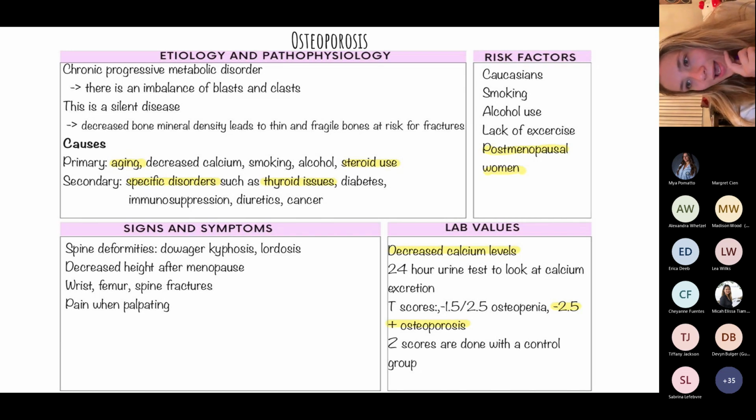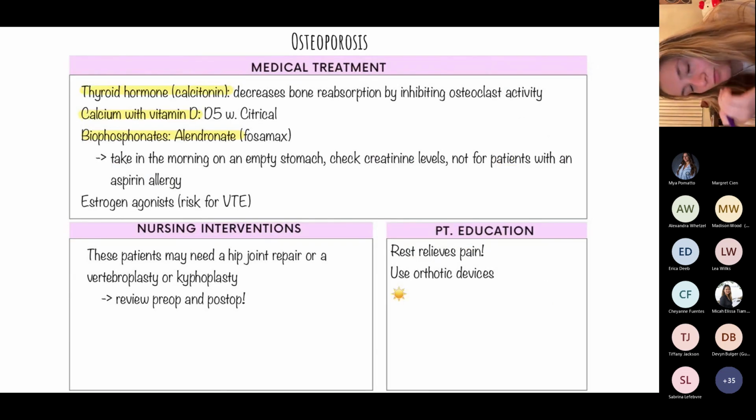How do we diagnose osteoporosis? We look at our T-scores. If someone is usually less than negative 2.5, it means that they do have osteoporosis. So I focus more on your T-scores. Also, it's important that we frequently monitor these patients' calcium levels.